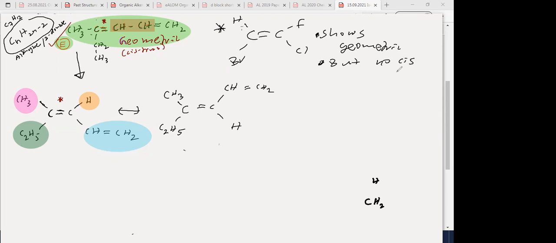That is very important. So therefore, what is the general statement we can give now? All the geometric isomers are not showing cis trans.